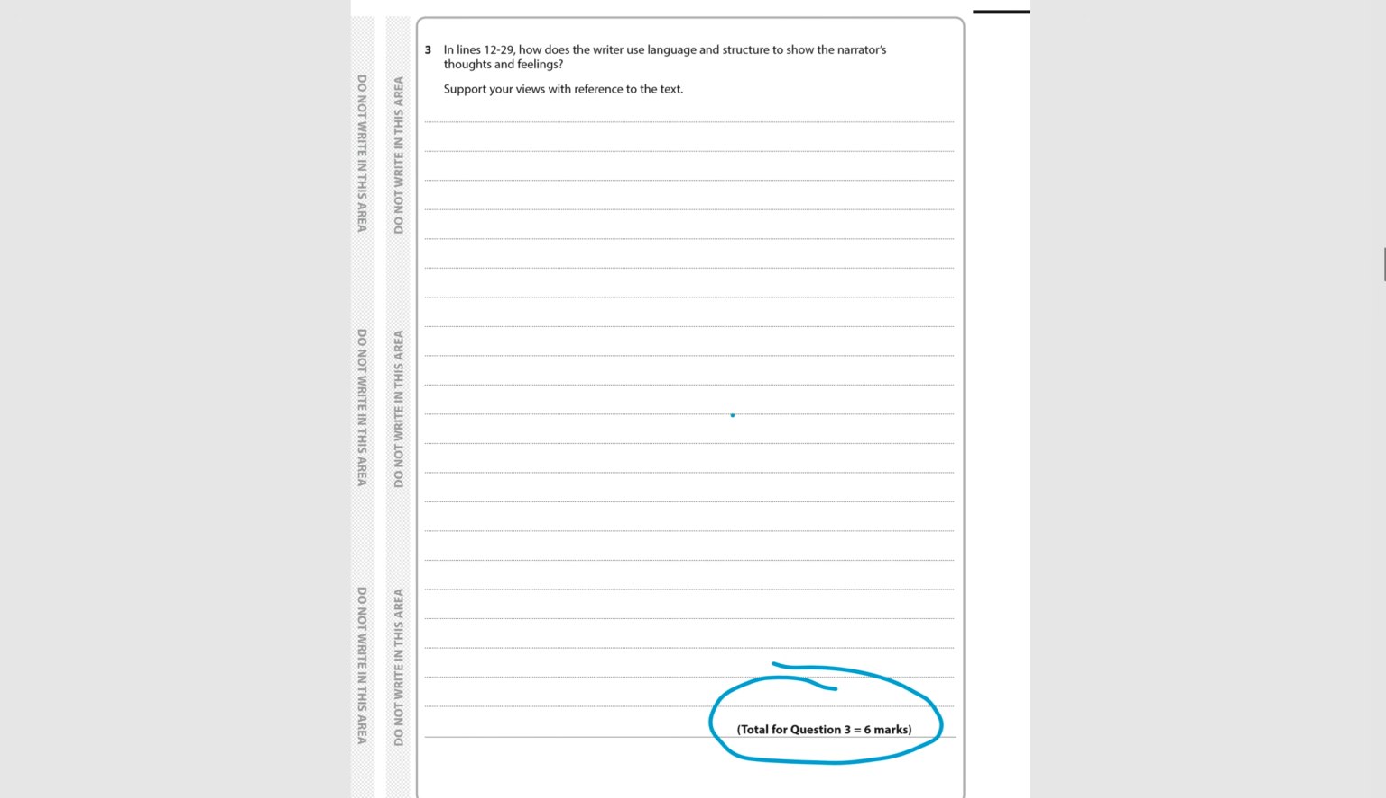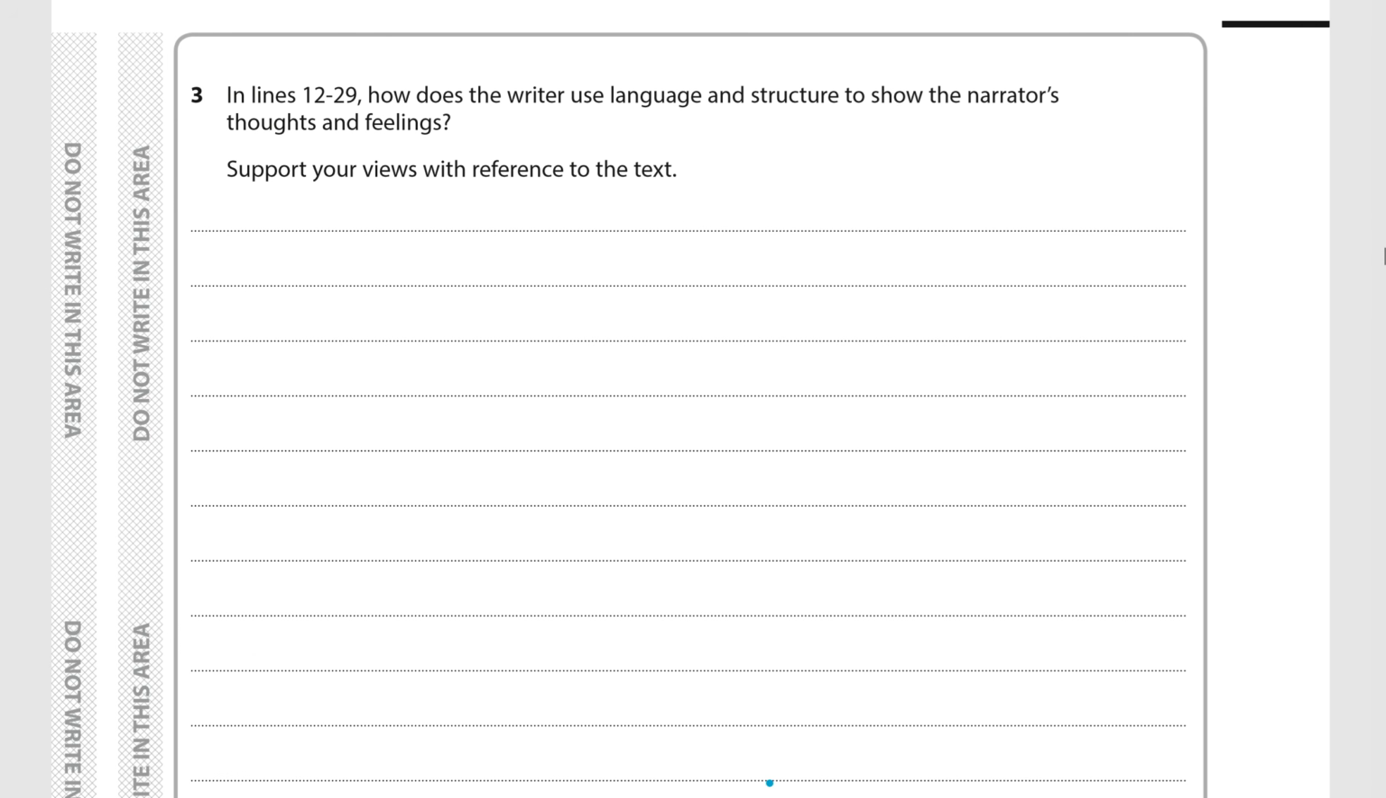The important thing to remember here as well is you need to write about language and structure, okay? So if you only write about one of them, you will only be able to get a maximum of 2 marks. So what we're looking for is 1 paragraph on language and 1 paragraph about structure, at least, okay? And actually just 1 paragraph of each, if they're well done, is perfectly adequate. And I'll talk in a little minute about what the difference is between language and structure.